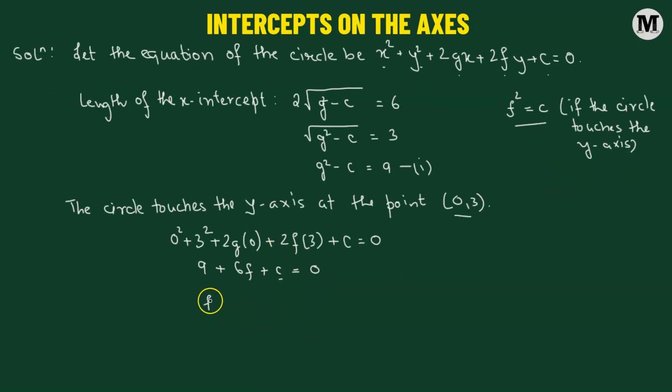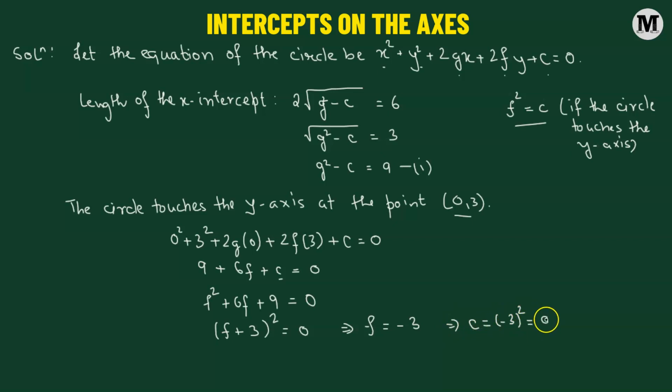So we're going to get f squared plus 6f plus 9 equals 0, and it's a quadratic equation in f, which is nothing but the expansion of (f plus 3) whole squared, equal to 0. So solving for the value of f, we get f equals negative 3. Now that we have the value of f equal to negative 3, we can also define the value of c. So c, which is simply f squared, will be equal to 9.